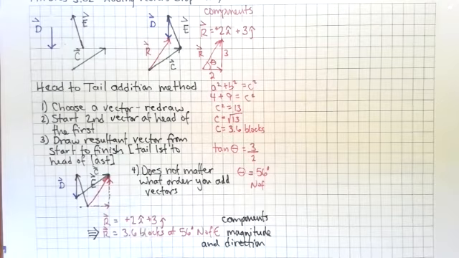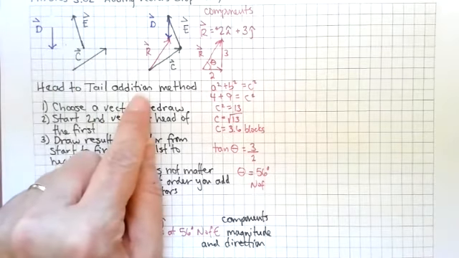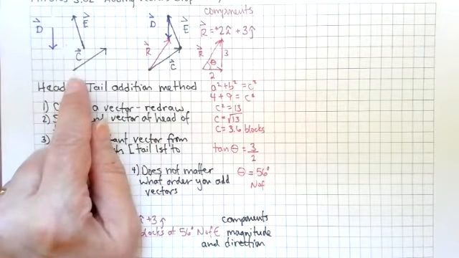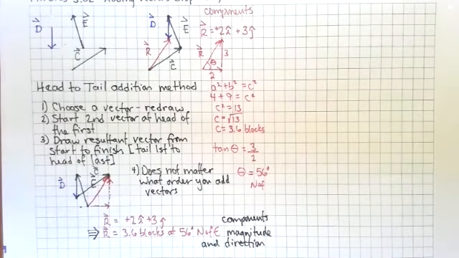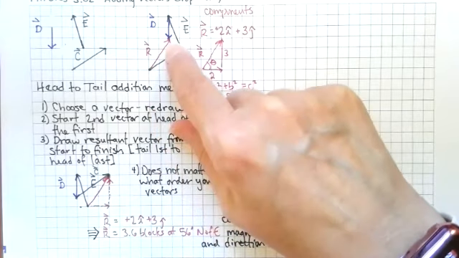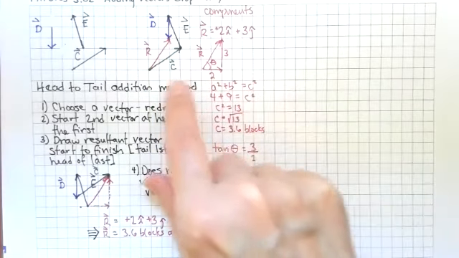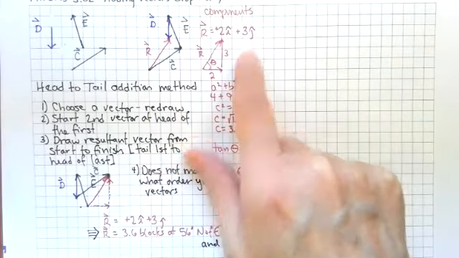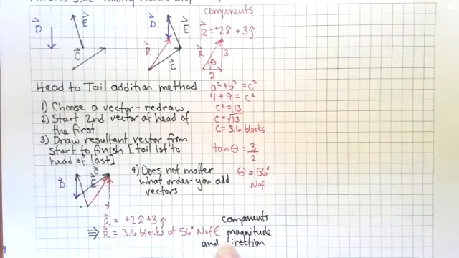So what are our takeaways here? On graph paper, we can do head to tail addition method, where we can redraw our vectors with the tail of the second to the head of the first, the tail of the third to the head of the second, and so on and so forth, until we get all of our vectors drawn. Once they're all drawn, then we're going to do a resultant from the tail of the first to the head of the last. We use the components of the resultant to find the magnitude and the direction of the resultant.